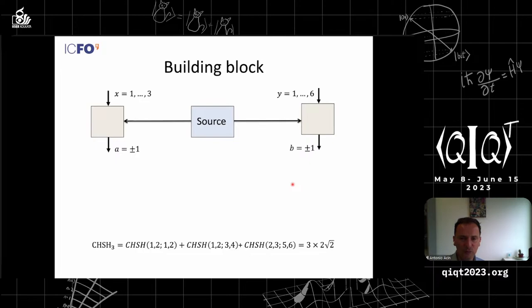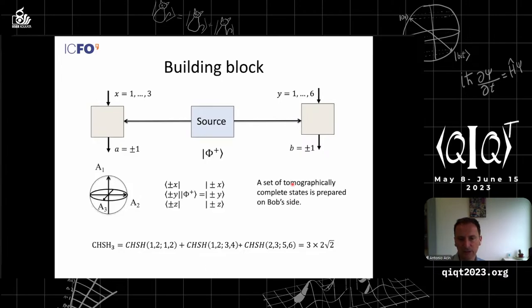Okay, how do we do that? I'm afraid I don't have time to tell you. Maybe if you're interested, I can tell you about this in the questions because I'm running short of time, but we use a variant of CHSH in which you combine three CHSH inequalities.